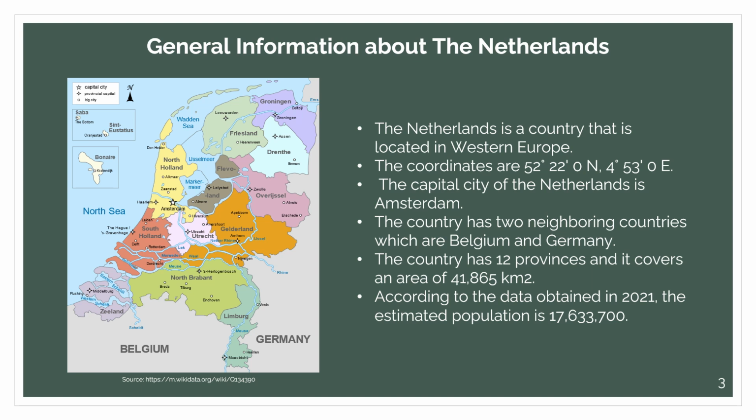The country has 12 provinces and it covers an area of 41,865 square kilometers. According to the data obtained in 2021, the estimated population is 17,633,700.